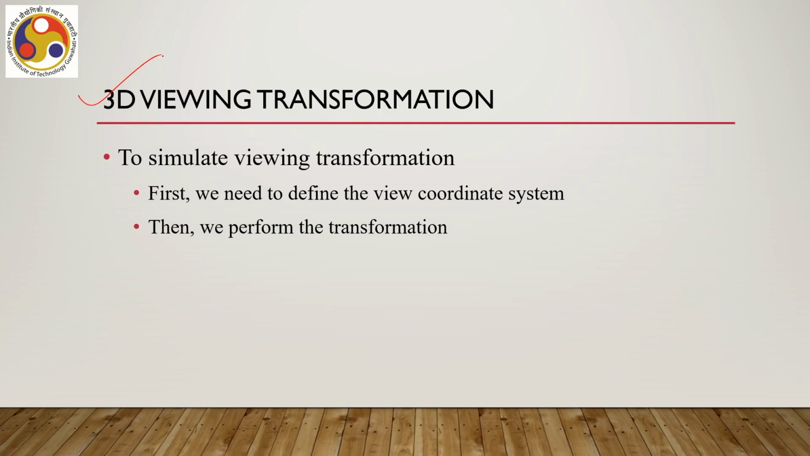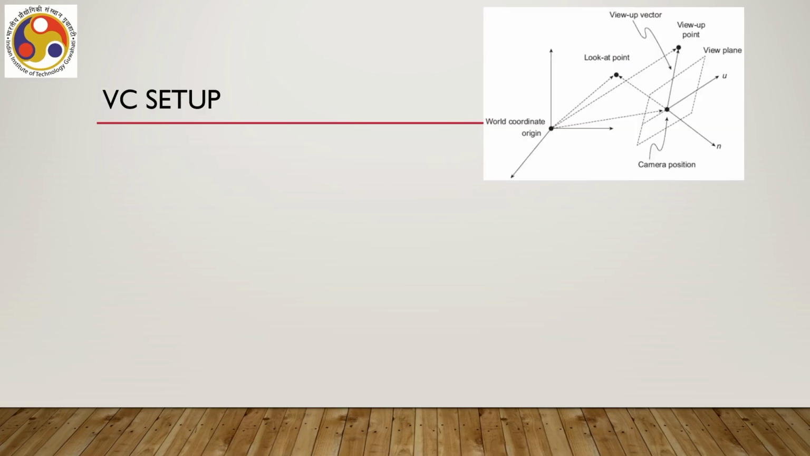So, let us start with the first one, that is the 3D viewing transformation, where we transform from 3D world coordinate description to 3D view coordinate description. This is to simulate the camera photo taking analogy, looking at the same scene instead of our bare eyes, with the camera viewing mechanism. First we need to define the view coordinate system and then we perform the transformation, and this definition of the view coordinate system depends on the camera parameters. So, the setup is something like this.